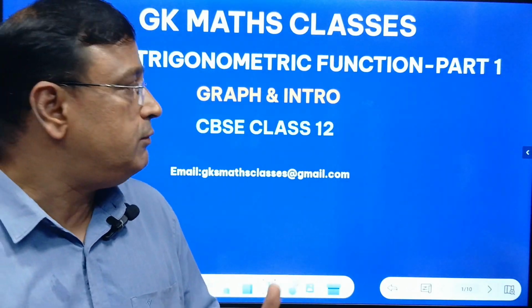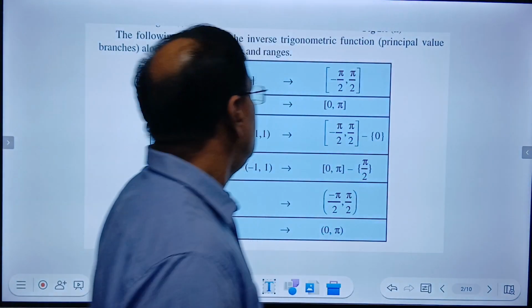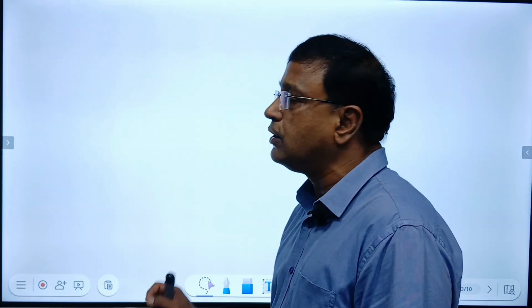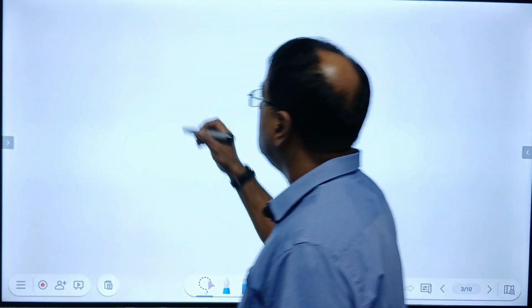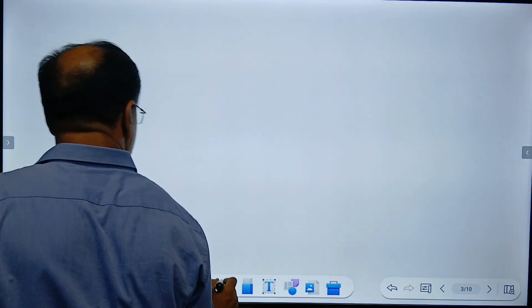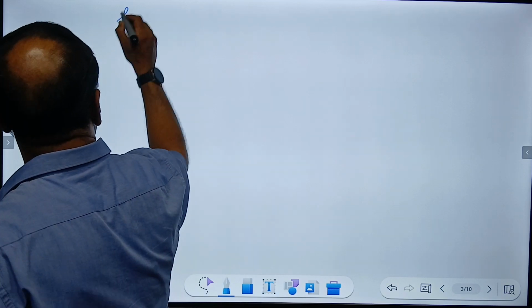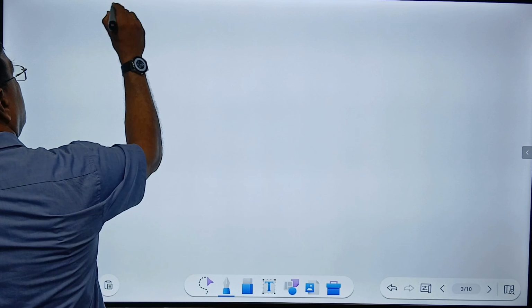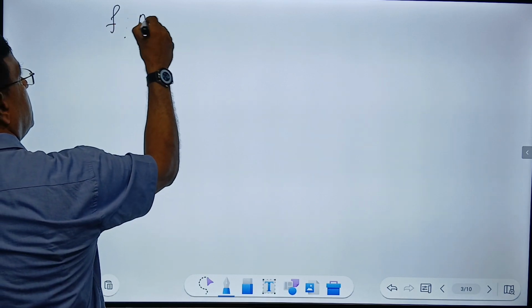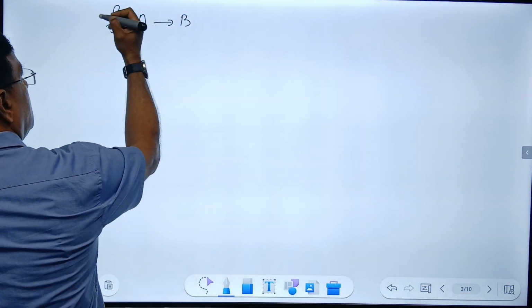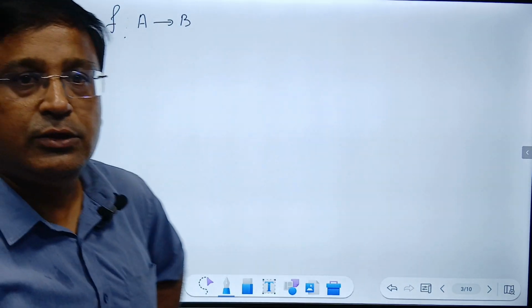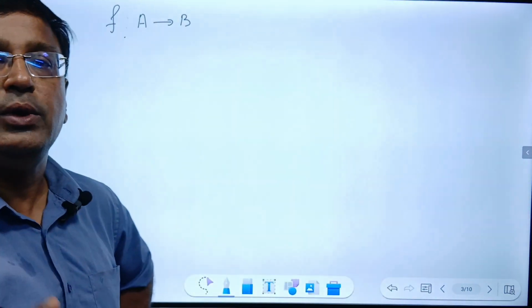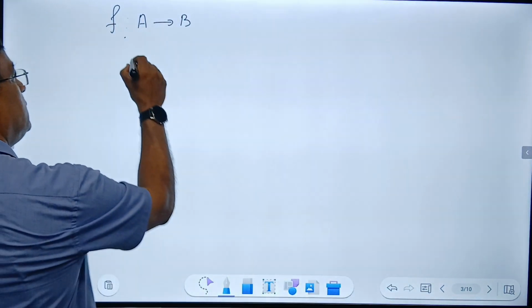Now with that, we'll start with this chapter. Now, what is an inverse trigonometric function? First of all, I should understand what a function is. We all know what a function is. If I say f is a function from A to B, then what do you say? Every element in the domain is mapped to a unique element in the codomain, correct?